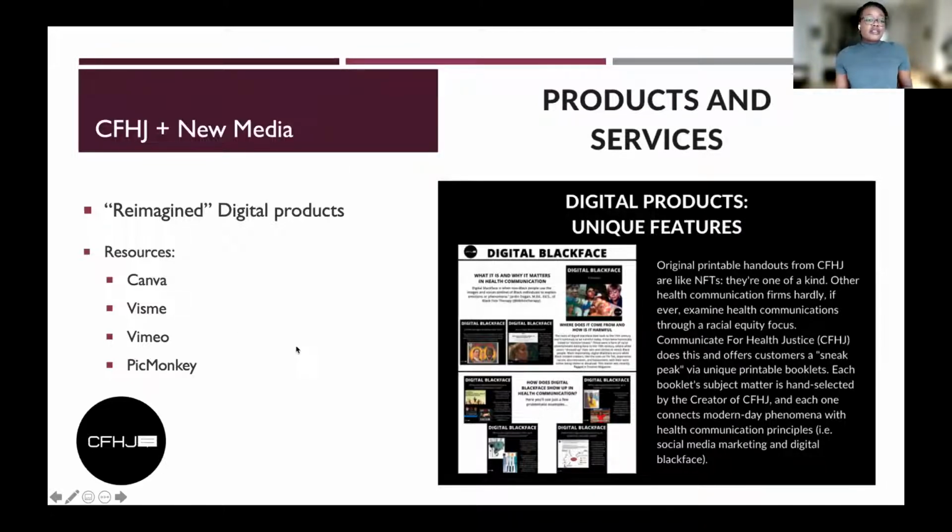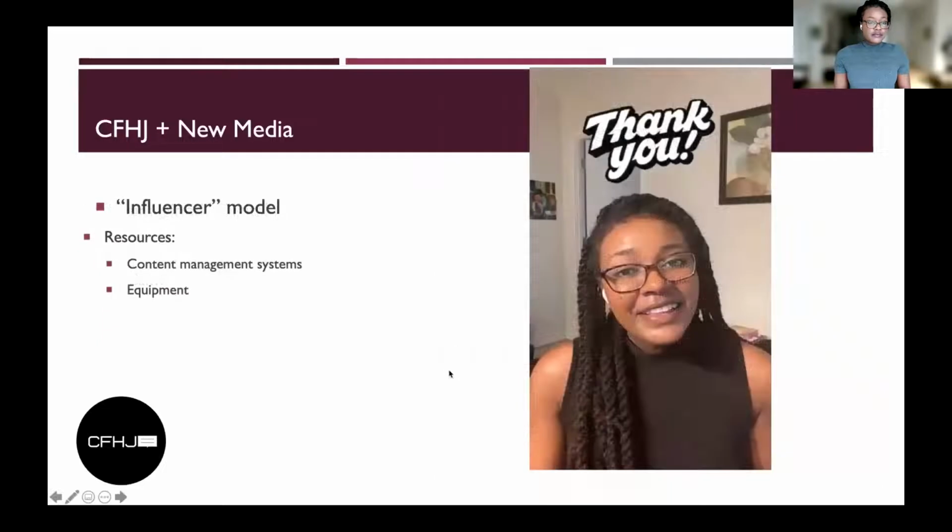In terms of the resources that I use to create these, my brain, for one, to actually think of these concepts. And then I do use Canva. Canva is an amazing resource if you don't use it currently. I also use Visme, and Vimeo for video editing. I also use iMovie. And PicMonkey is great if you're changing filters on your images. In addition, there's me.